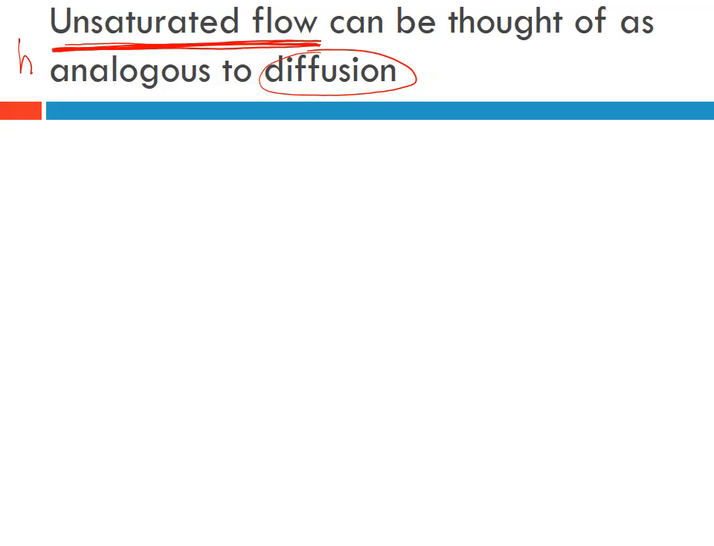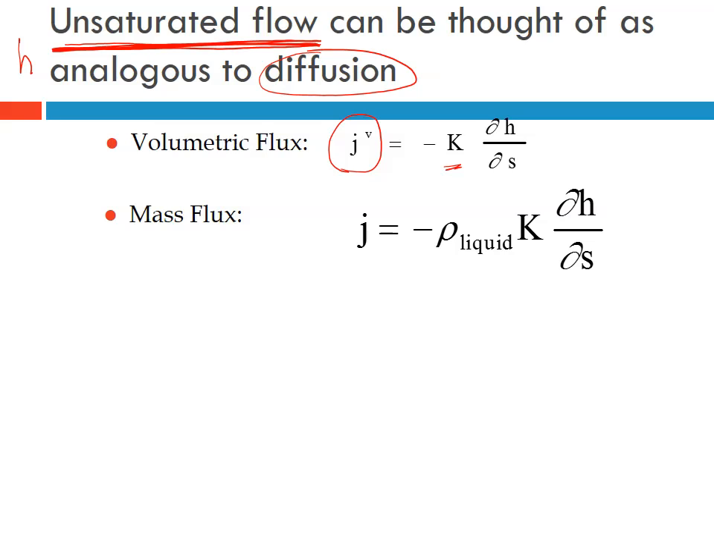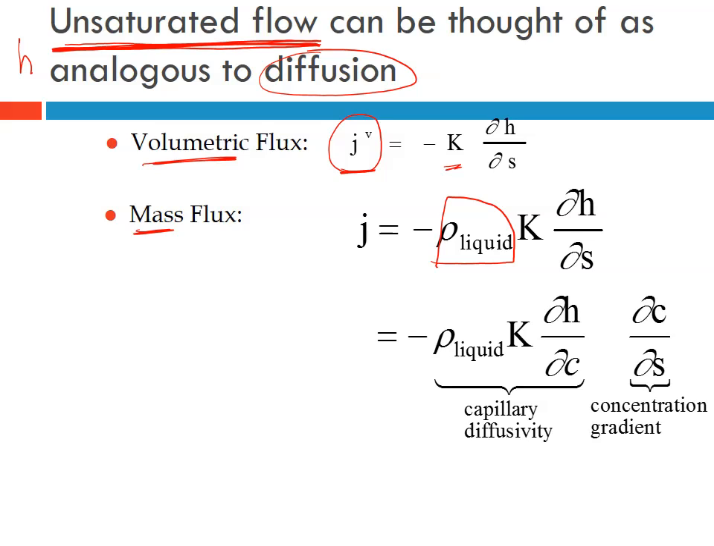I understand we have not talked about diffusion, but just go through the process here. You may even relate it to diffusion that you have seen in other courses for now. So the volumetric flux by Darcy's law is J_V equal to minus K del H del S, and if I change from volumetric to mass, all we have to do is multiply by the density, and I can rewrite this.